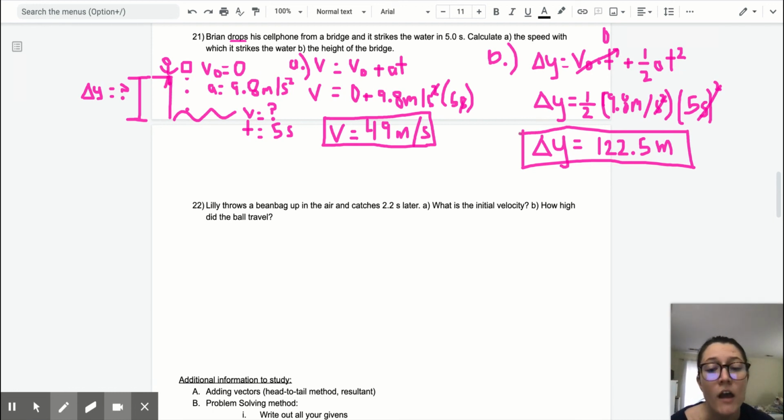Okay, so pause the video and try number 22, which is also a free fall example. So pause the video and give number 22 a try.